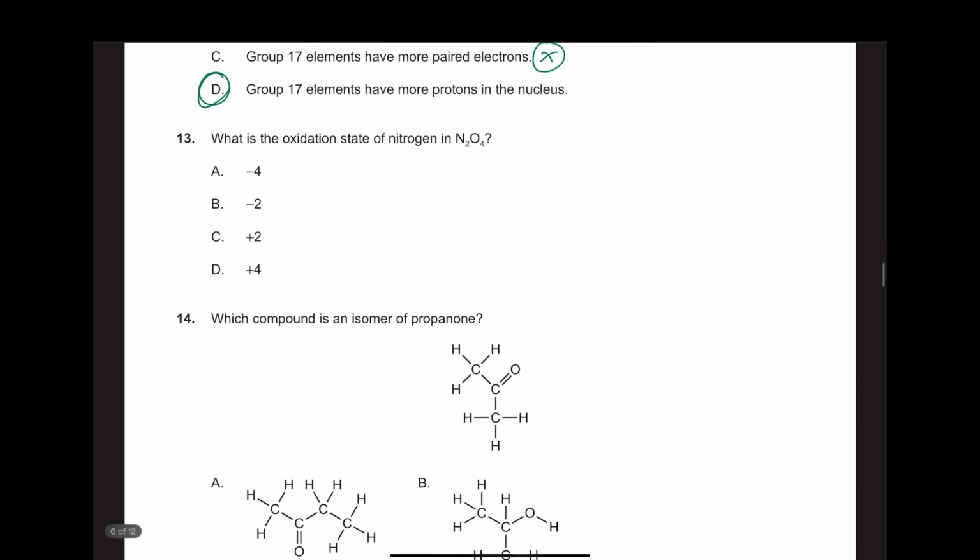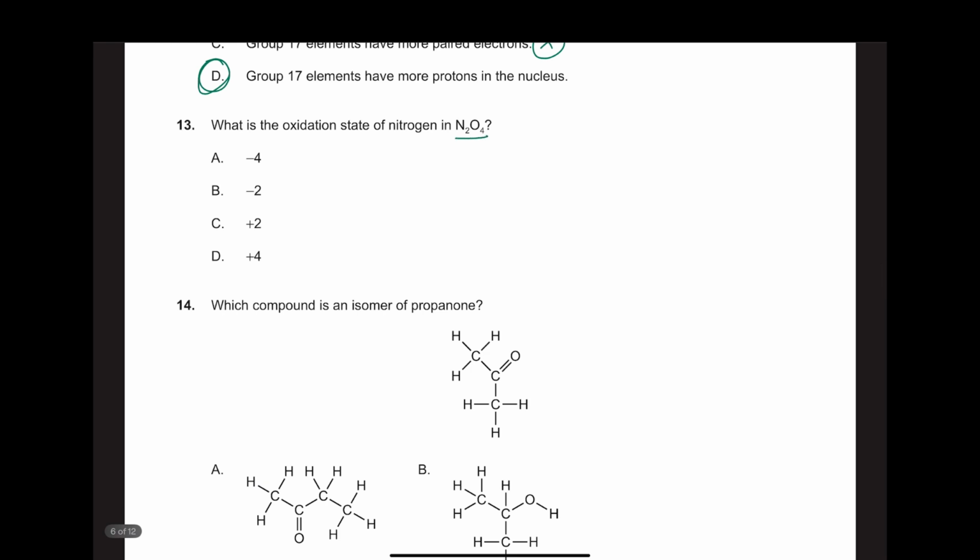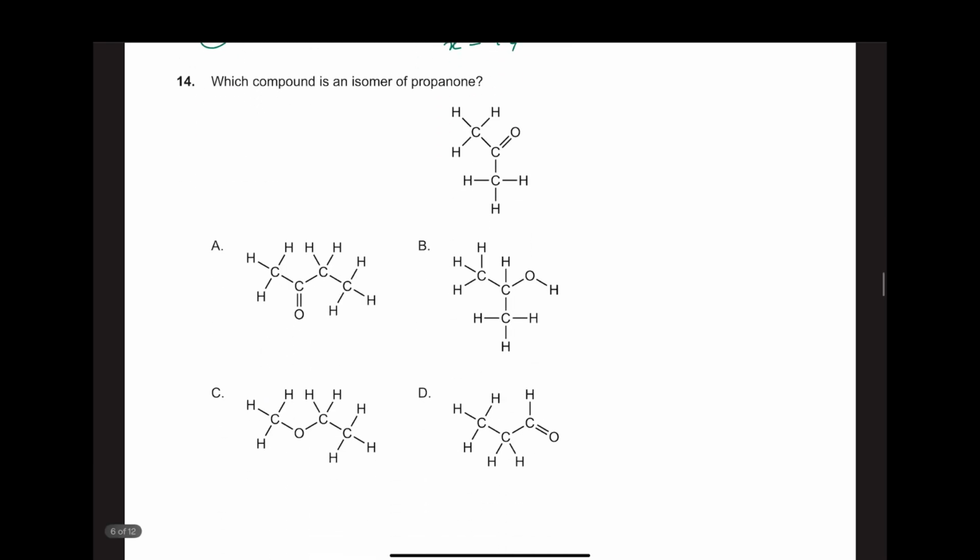Now, question 13. What is the oxidation state of nitrogen in N2O4? We'll take the oxidation state of nitrogen as X. So 2 nitrogen will make it 2X, 4 times oxygen. Oxidation state of oxygen generally is -2. So 2X minus 8 becomes 0. So 2X is 8. So X is +4. Option D.